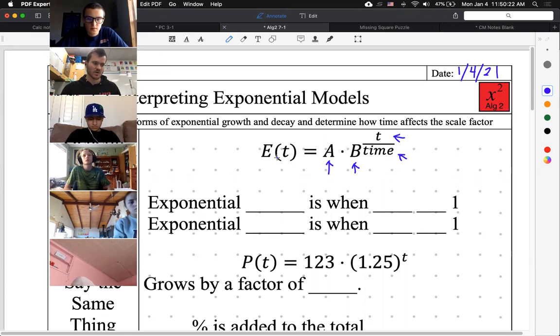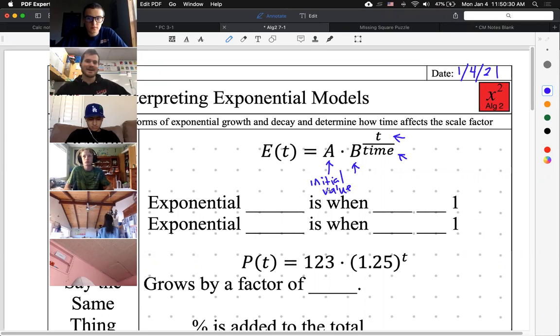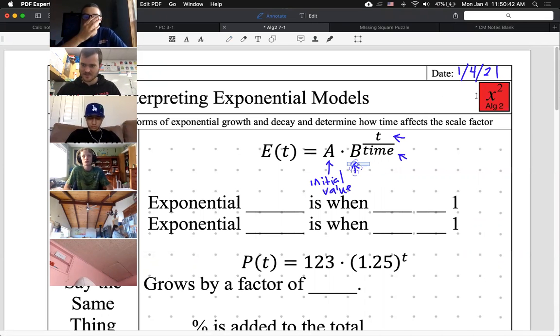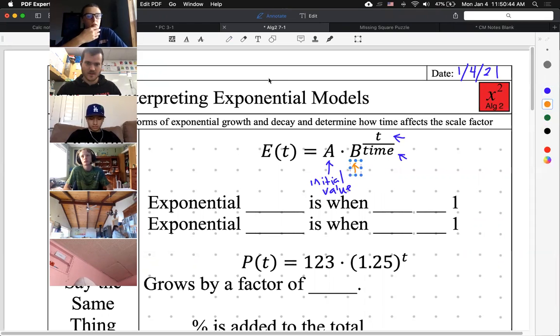So A is your initial value, which is a fancier way to say it's whatever you start with. I started by sending 10 emails, and as an exponential function, as a chain email, it did whatever. It's your starting amount. And let me color code this too to make it pop out.